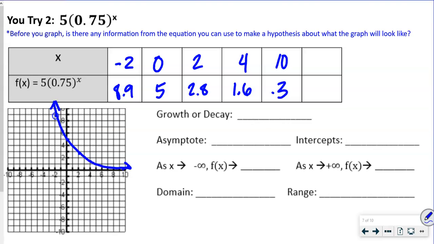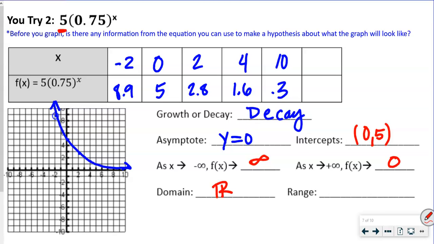So is this growth or decay? This is decay because it starts high and gets really close to the x-axis again. Our asymptote is going to be y is equal to 0. Again, this value right here is going to be our intercept, so that's going to be 0, 5. As x approaches negative infinity, we're going towards infinity, and as we go towards positive infinity, it is going to be 0, right? Then our domain, again, all real numbers, and our range is going to be what? Y is going to be greater than 0, okay?